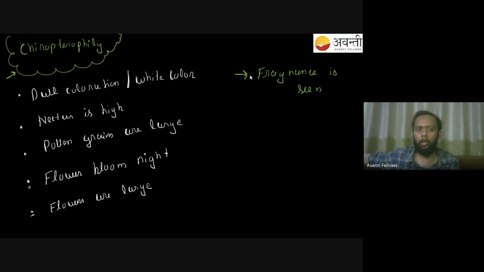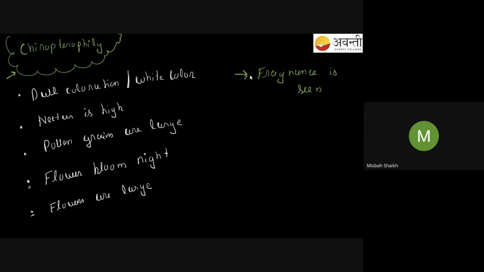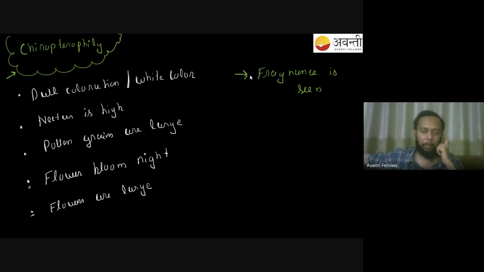Okay, now tell me 2 or 3 characters of a flower which depends on water. वाटर वाले फ्लावर के कैरेक्टर बताओ हैंड रेज करके. मिसबा बोलिए. Flowers use long stalks to reach water. Okay, ठीक है. That is something I can find in Vallisneria.